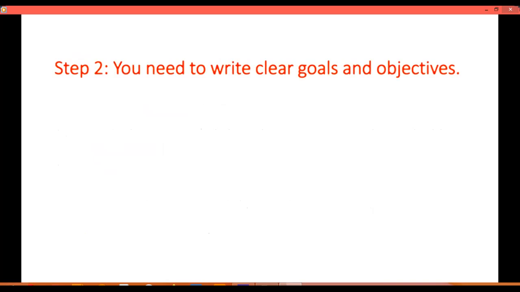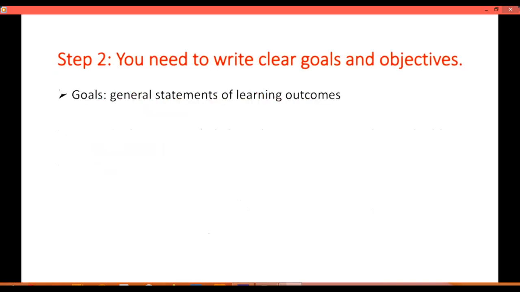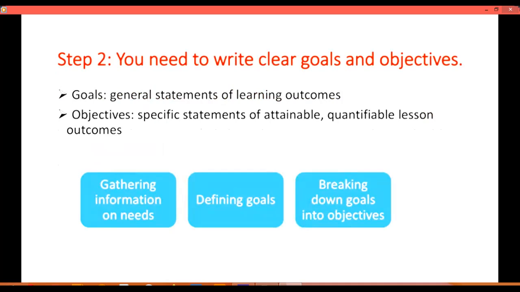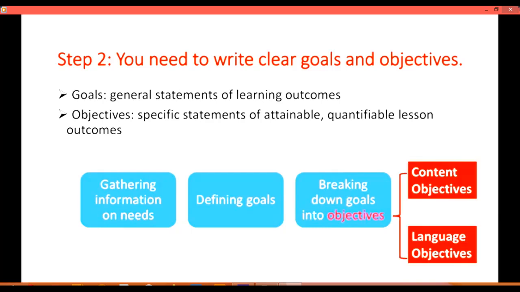Step 2. You need to write clear goals and objectives. Goals are general statements of learning outcomes, while objectives are specific statements of attainable lesson outcomes. After students' needs information is gathered, you need to define the goals and align the goals with English language proficiency standards. Then, break down the goals into objectives. Attention! While writing objectives, both content objectives and language objectives need to be addressed.